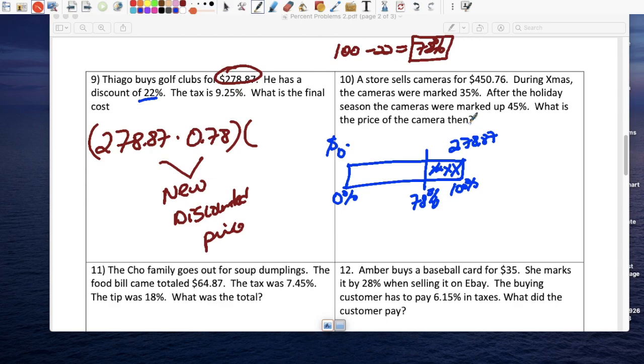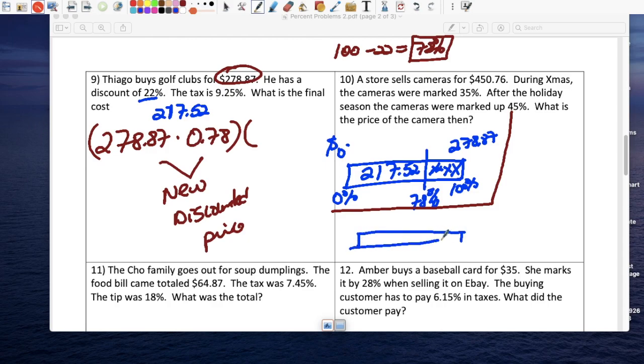So let's actually calculate it. 278.87 times 0.78 is going to give us $217.52 rounded. So that's what my discounted price equals. So right here on top, 217.52. Now, what happens after that? Well, we can erase that. I am now drawing a new bar model. And in my new bar model, 100% is no longer the original price. My 100% is 217.52. That represents what I'm paying, 100% of what I'm paying.